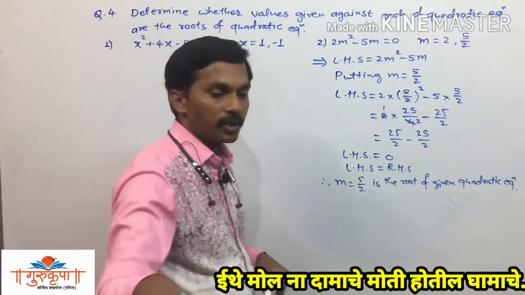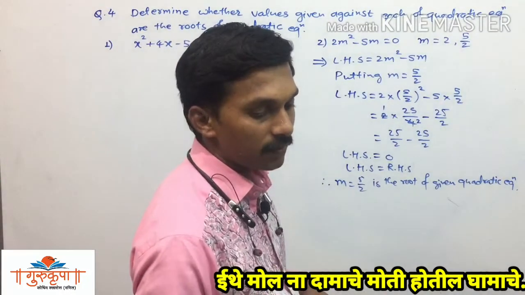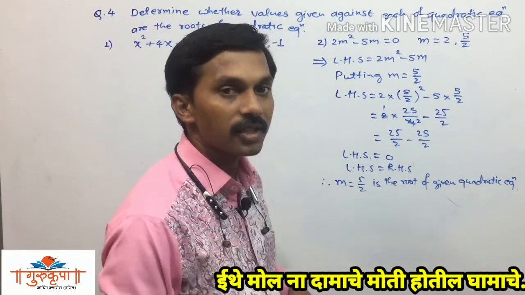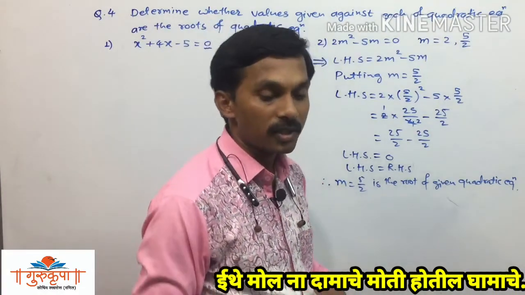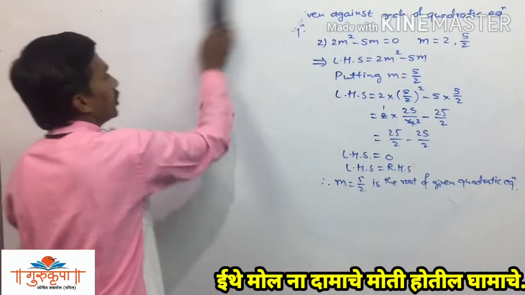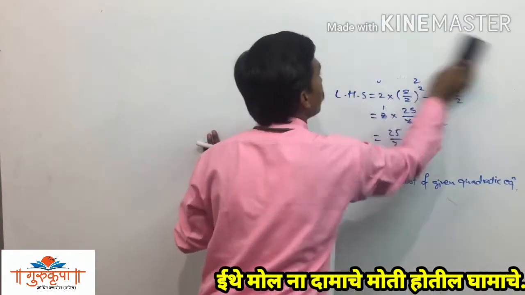And now we have question number 5. The question is, find k if x is equal to 3 is root of equation kx square minus 10x plus 3 is equal to 0. Question number 5 is the second last question from the practice set.